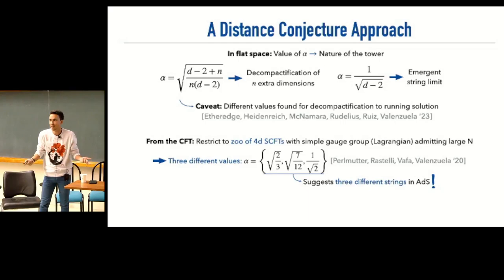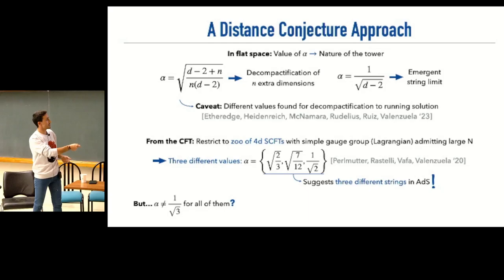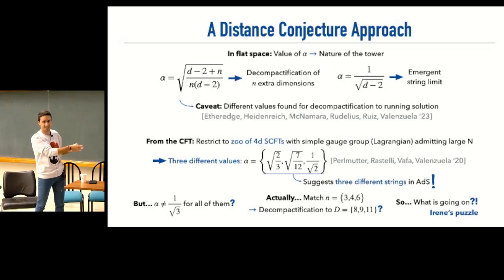So then, you could say, okay, this is suggesting three different strings, but I have a problem: none of them have the 1 over square root of 3 that I would expect here. Actually, if you play the game of trying to match these equations, you will get that they match this one with n equals 3, 4, and 6. So the compactification to 8, 9, and so on. So what's going on? And what is going on is that we just found the nearest puzzle, because you already pointed it out in the talk in Madrid.